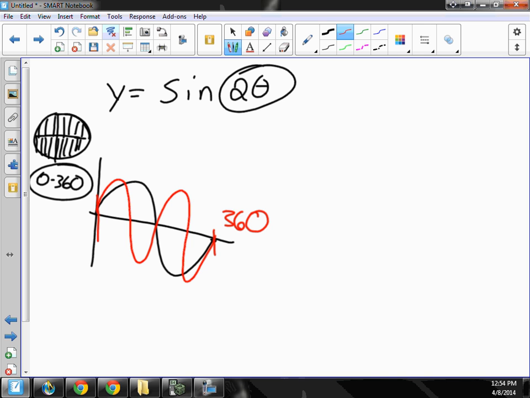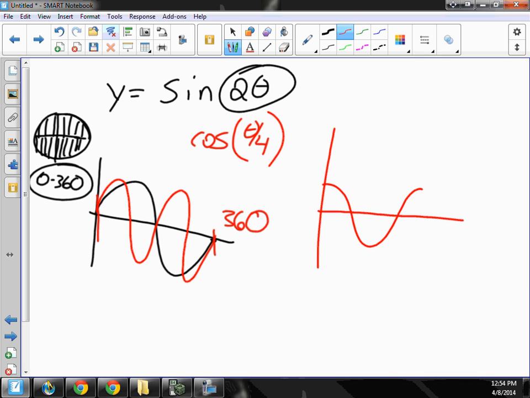What if I did the cosine of theta over 4? What would that look like? So the normal cosine looks like that. From 0 to 360, how much of the unit circle am I going to get through? A fourth of it. And then another fourth, and then another fourth, and this is going to have a period 4 times longer than the original.